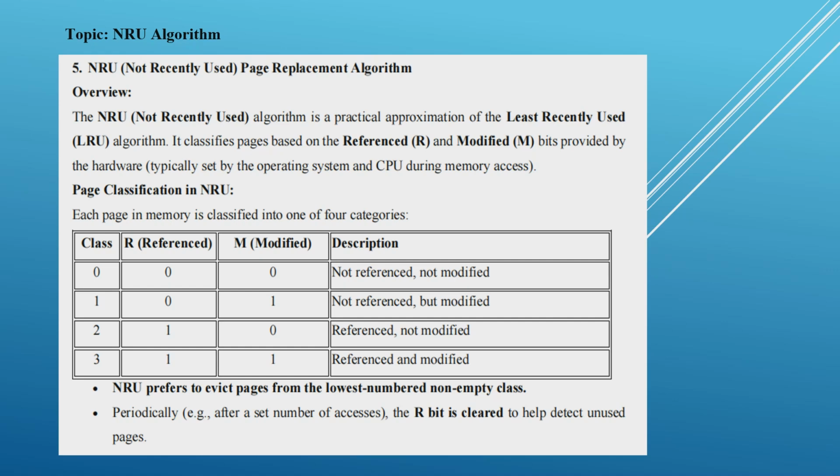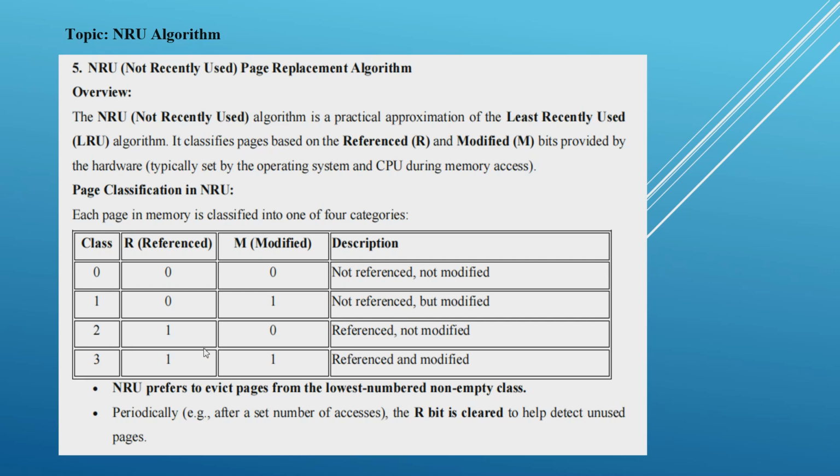The classification is as follows. Class 0, R is equal to 0, M is equal to 0. The page has not been referenced or modified recently. Class 1, R is equal to 0, M is equal to 1. The page has not been referenced recently but has been modified.